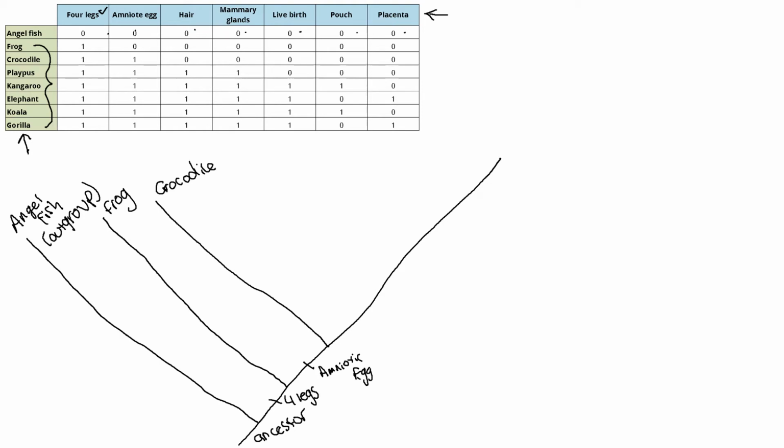Looking at our data again, we've got the amniotic egg up on our tree. Now we've got hair. Let's look at who has hair and who doesn't. The crocodile, of course, doesn't have hair, as we already know. The platypus has hair, and so do all the rest of the organisms. So we can put hair along this main lineage. The organism where hair began is the platypus, so we'll put platypus here.